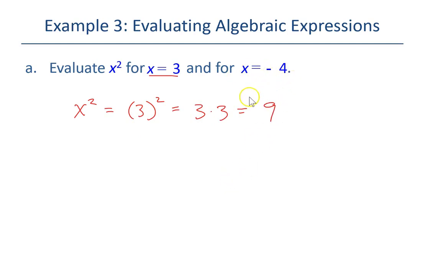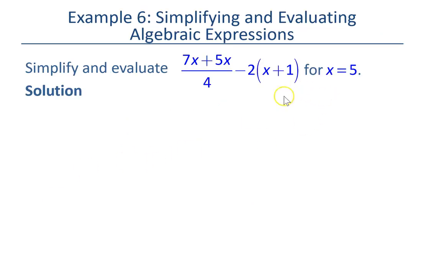Well, now let's deal with the negative 4. I've got x squared, so let's do the x squared again. This time I'm going to put the negative 4 in parentheses and square it. Whenever I do that, I get negative 4 times negative 4. Negative 4 times 4 is 16, and then I've got two negatives, so that is going to give me 16. Pretty straightforward.